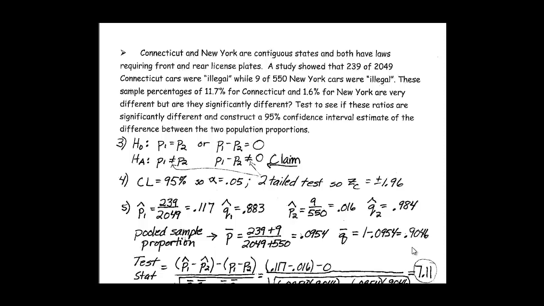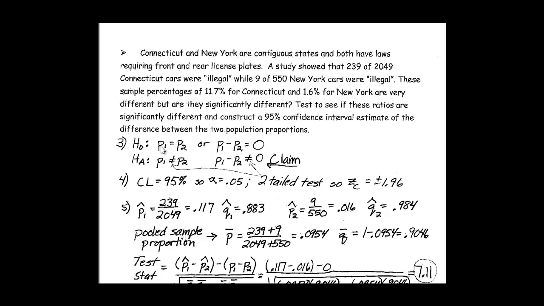Okay, we are testing to see if these ratios are significantly different, and then we're going to construct a 95% confidence interval estimate of the difference between the two population proportions. So we're just testing to see if they're different. It's going to be a two-tailed test, which we're going to construct the 95% confidence interval to match. So we're looking at an alpha of 0.05, confidence level of 95%. But we need to get started and take down a bunch of information here.